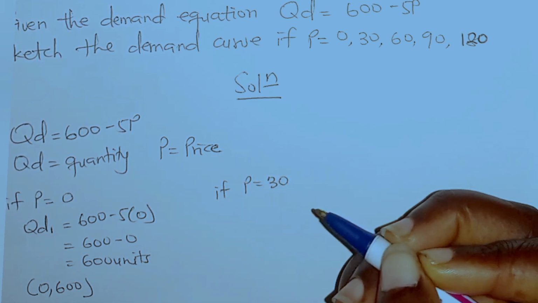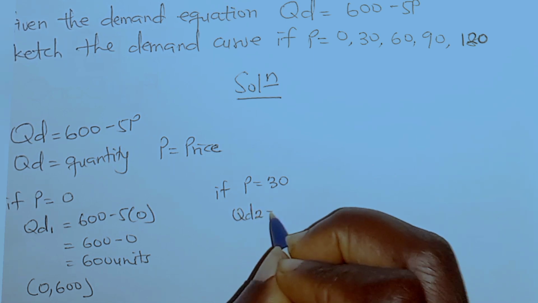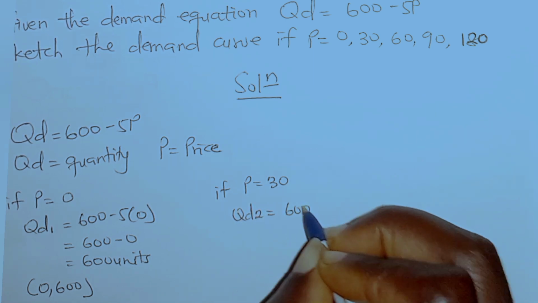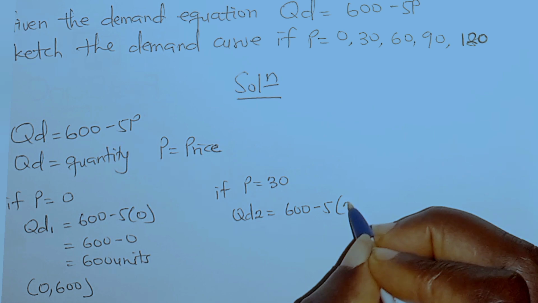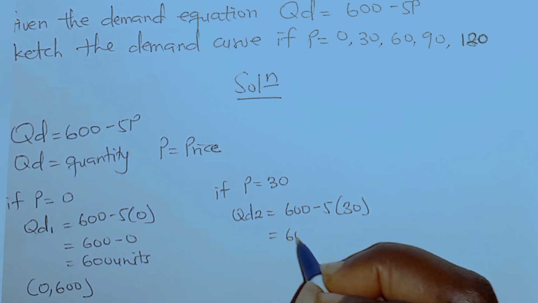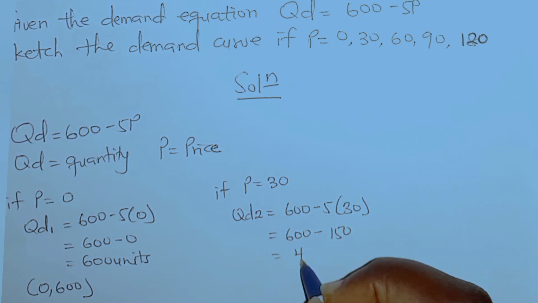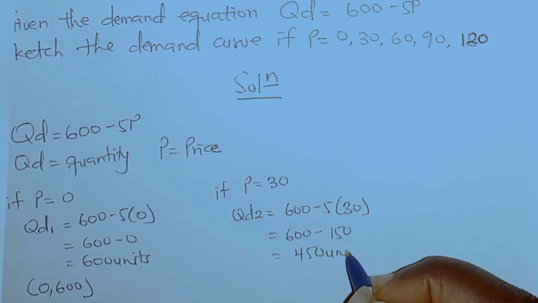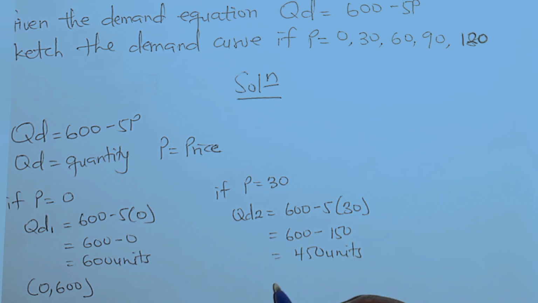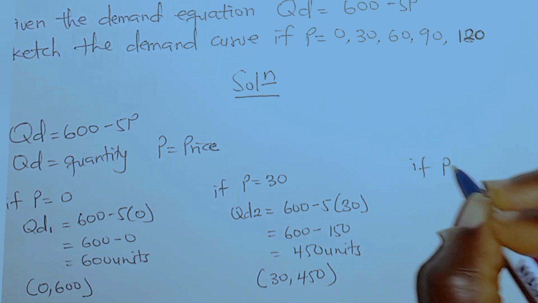Now, if price is 30, what is quantity 2? QD2 equals 600 minus 5 into 30, and 5 times 30 is 150. 600 minus 150 is 450. Therefore, our second quantity is 450 units, which means that at price 30, our quantity is 450.